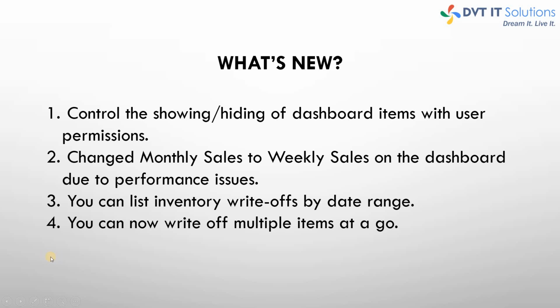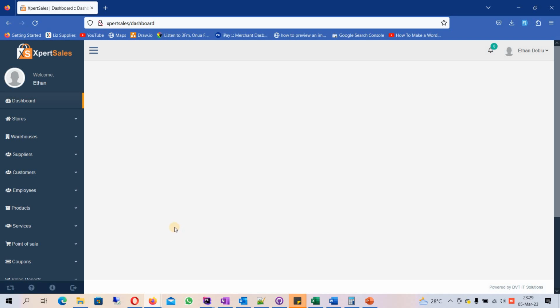With inventory item write-offs, you can now list them based on date range using a filter, and you can also write off multiple items at a go. When you log in for the first time after the update, this is how your dashboard is likely to look like.